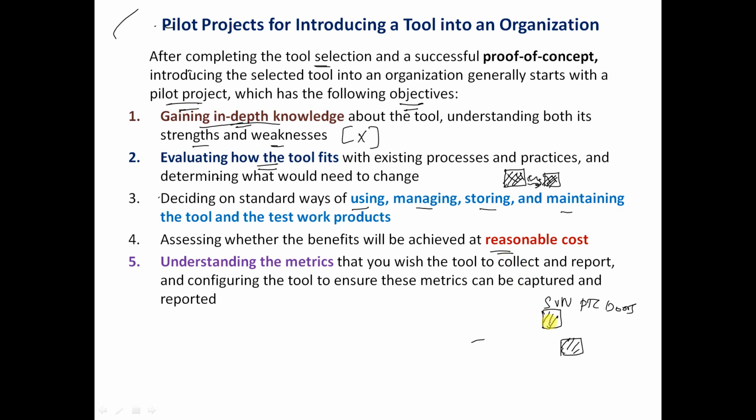Yes, of course. See, for example, if you pay 10,000 bucks, you can get very good food. But is it reasonable? Definitely not. All right. So like this, maybe the service you are getting is fine, but is it really at a reasonable cost? That matters a lot. All right. Then understanding the metrics that you wish the tool to collect and report, and configuring the tool so these metrics can be captured and reported. So it's a very important point to understand.